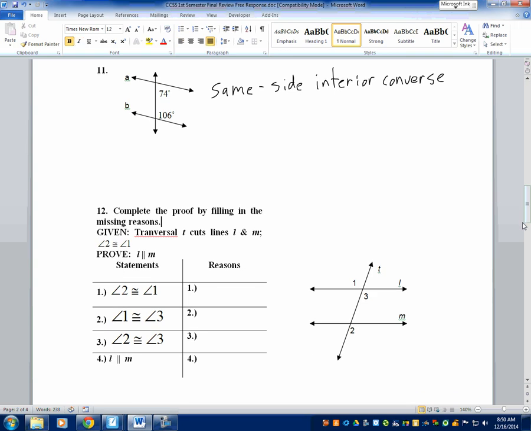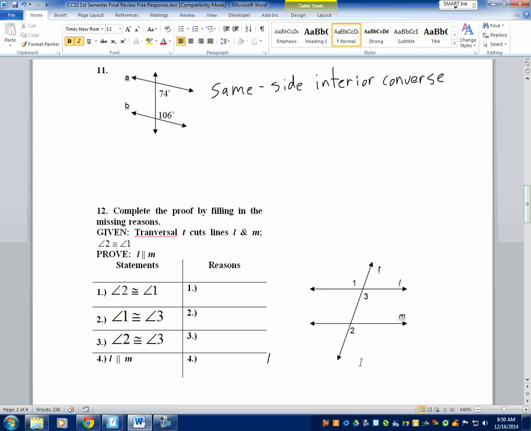Now, this is one where I saw a lot of mistakes on this problem. A lot of you are looking at these lines, assuming they are parallel when they're not. We're trying to prove that they're parallel. They will be parallel, but you can't say that, for example, 3 is congruent to 2 in step 3 by corresponding angles. You can't say that because we haven't proven or been given that L is parallel to M. That's what we're trying to prove.